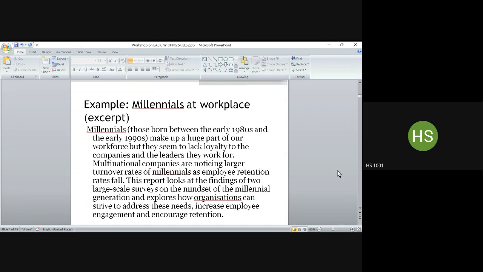A claim is being made in the topic sentence that these millennials lack loyalty to companies and the leaders they work for. Do the next two sentences elaborate on those two things? About the topic sentence? Yes, no, maybe. Yes, ma'am. Yes. Okay. So Chetan, does this answer your question?